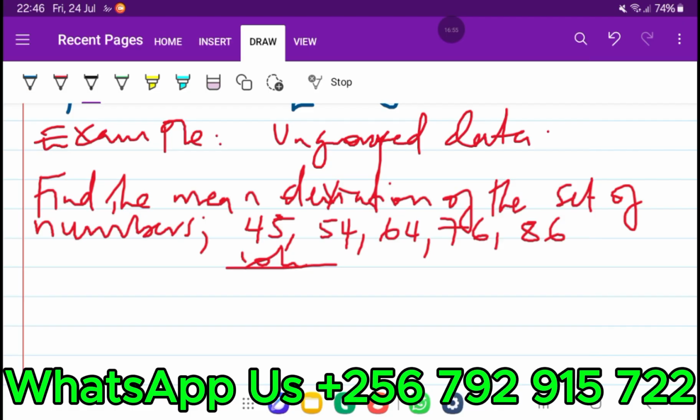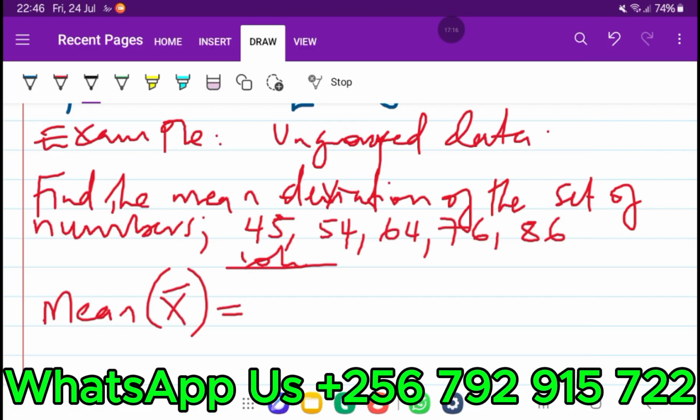So the first thing we do is get the mean. Our mean is x bar. Of course, we know that to get the mean, it is summation x over n. So we just sum up these values.